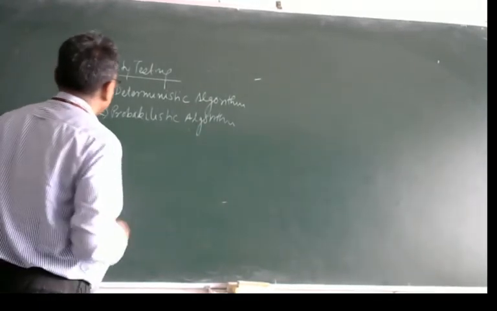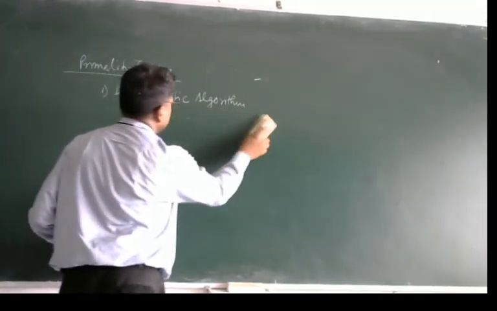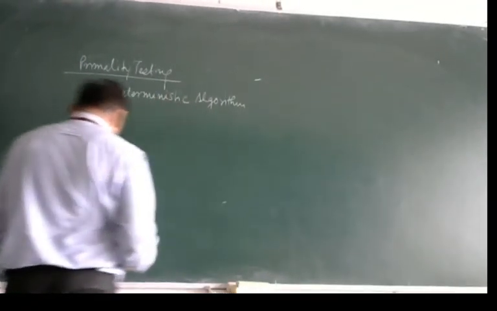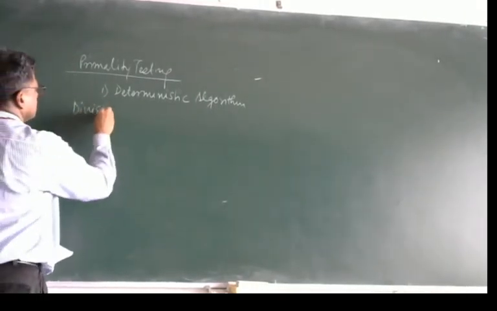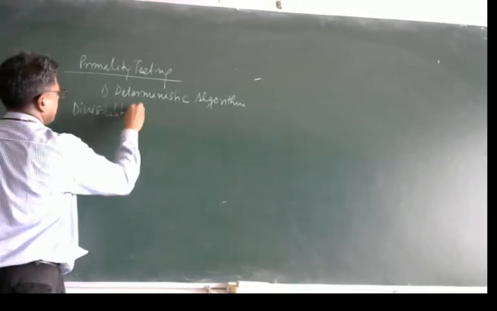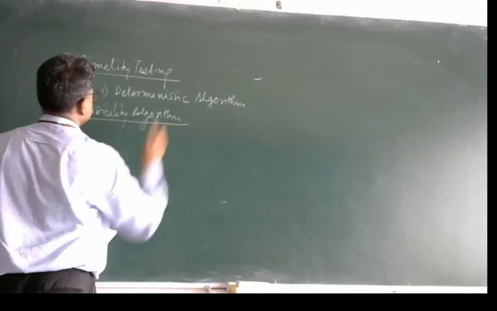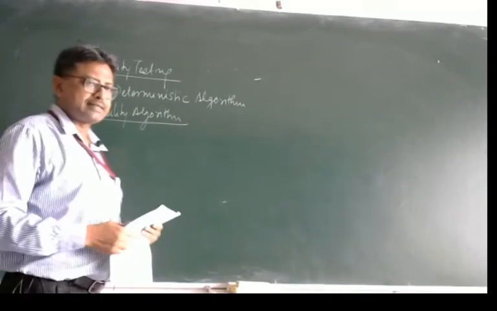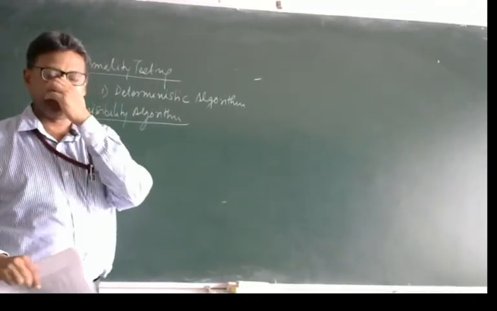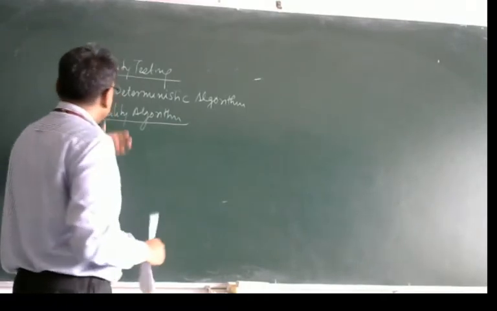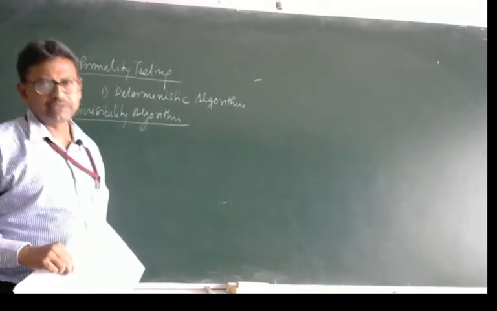So the first algorithm which comes under the category of a deterministic algorithm, let us first discuss the deterministic algorithm. That algorithm is the divisibility algorithm. As I told you, a deterministic algorithm accepts an integer and always outputs the result, whether the result is a prime number or a composite number. So the divisibility algorithm, we have already discussed in the previous lecture also.